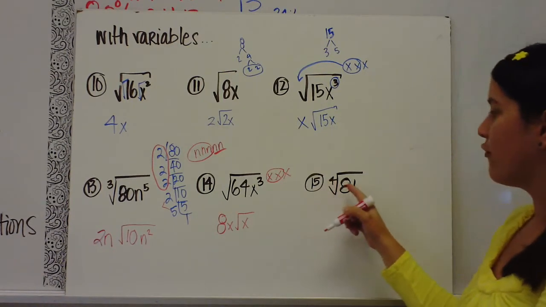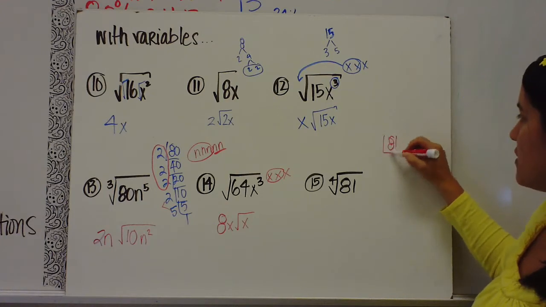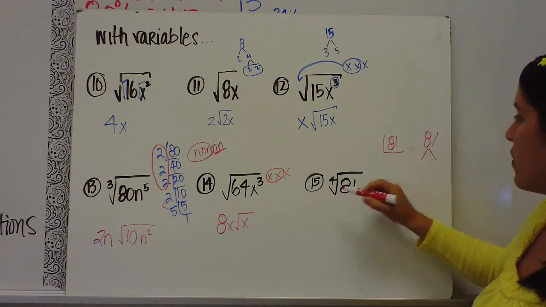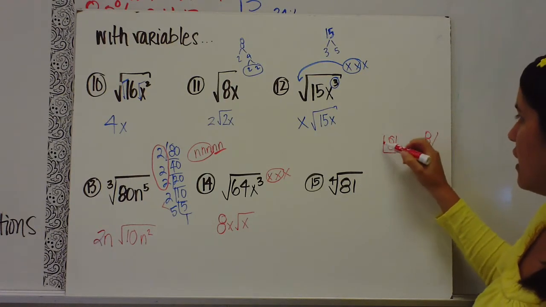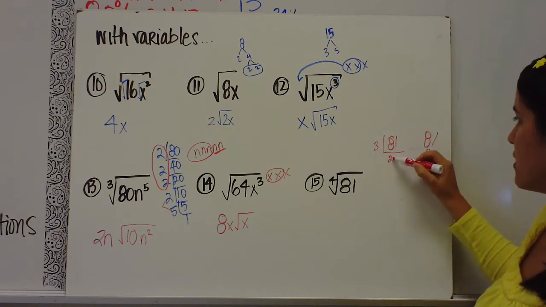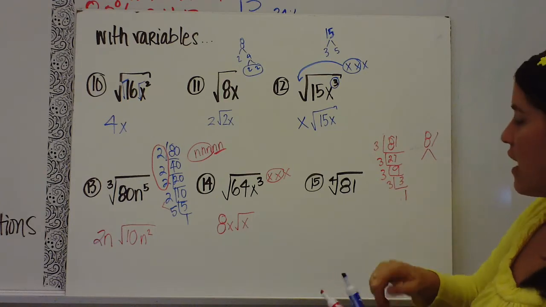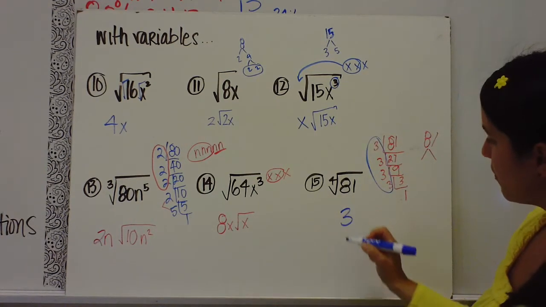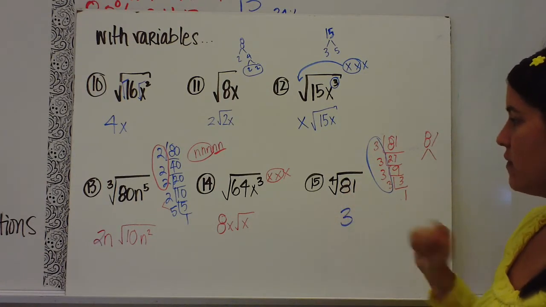And number 15, the fourth root of 81. There's no variables, so we could do upside down division, or you could do a factor tree. But we want to find the fourth root of 81, which is going to be, let's start with 3. So 27, 9. And when I circle my groups of 4, I have one group of 4, so this is going to be a whole number, an integer answer, and the answer is 3.